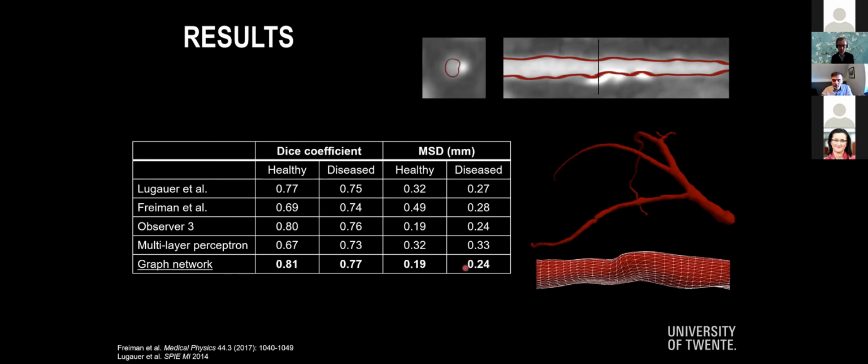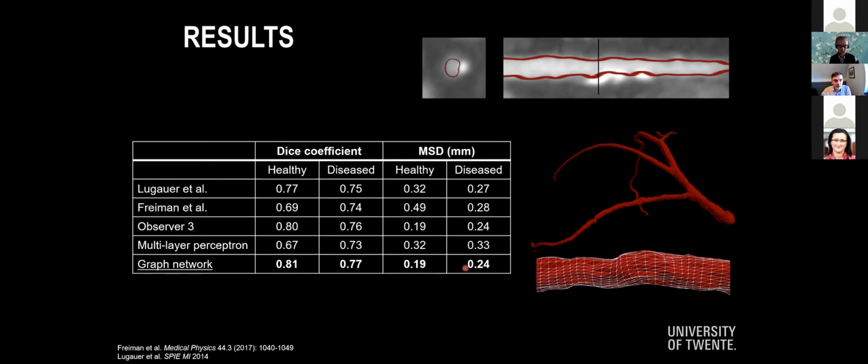If you compare that with a multi-layer perceptron, in which we have exactly the same number of parameters, but we don't have this information exchange between neighboring nodes, we get a much more irregular segmentation, which just shows the benefit of using these graph convolutional networks here.